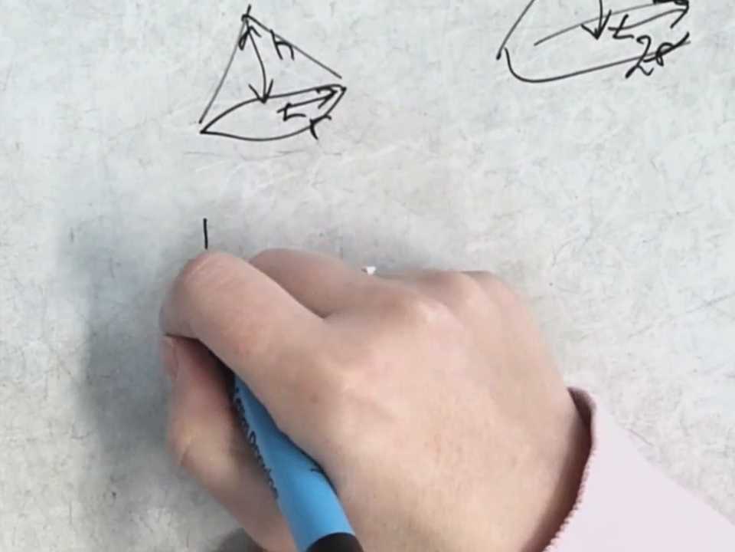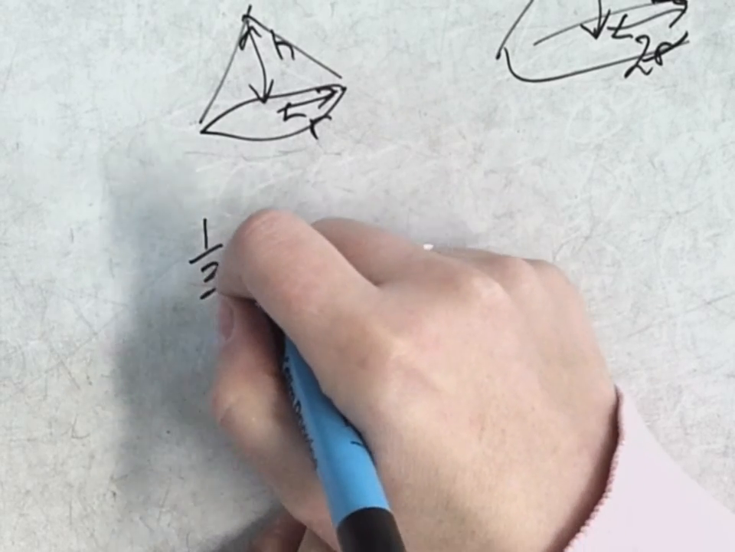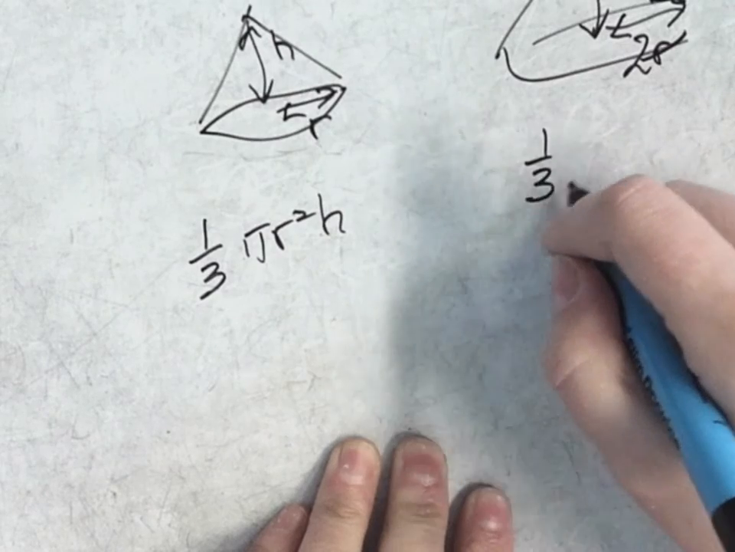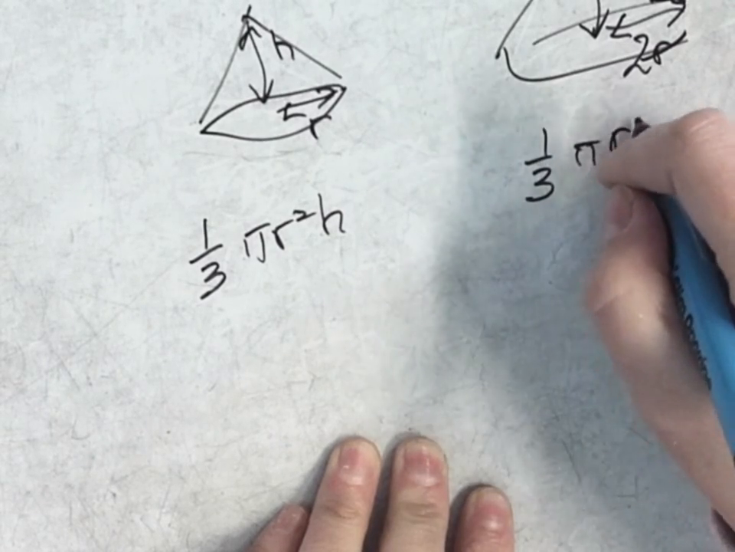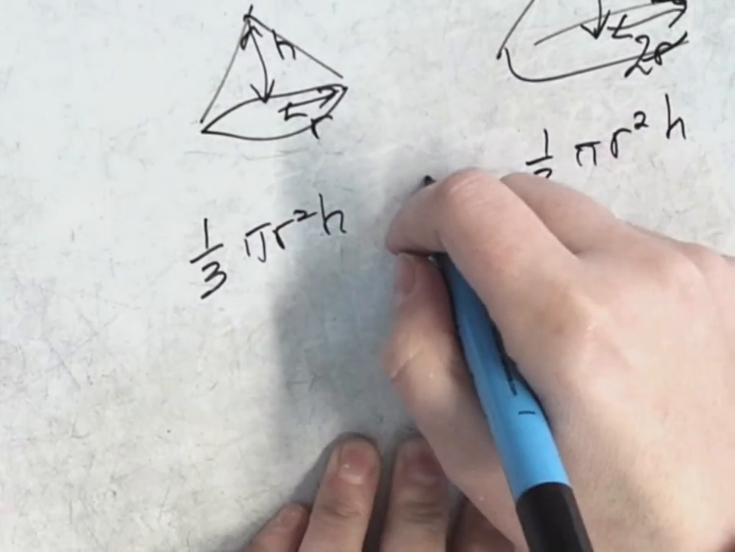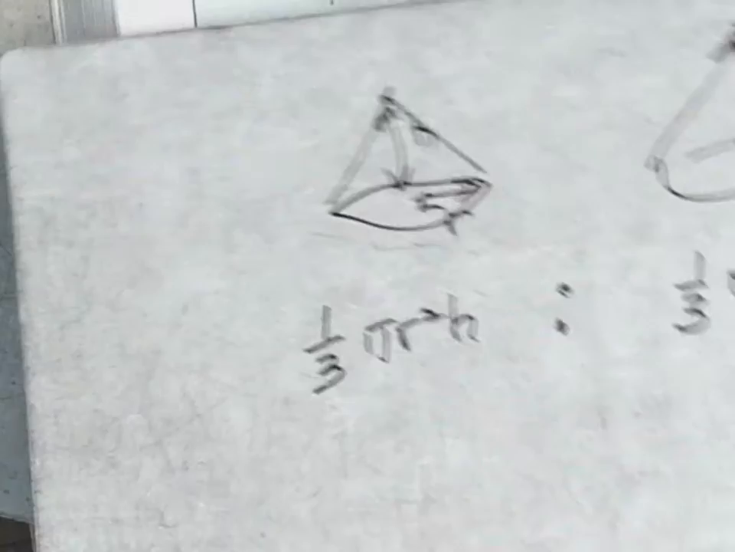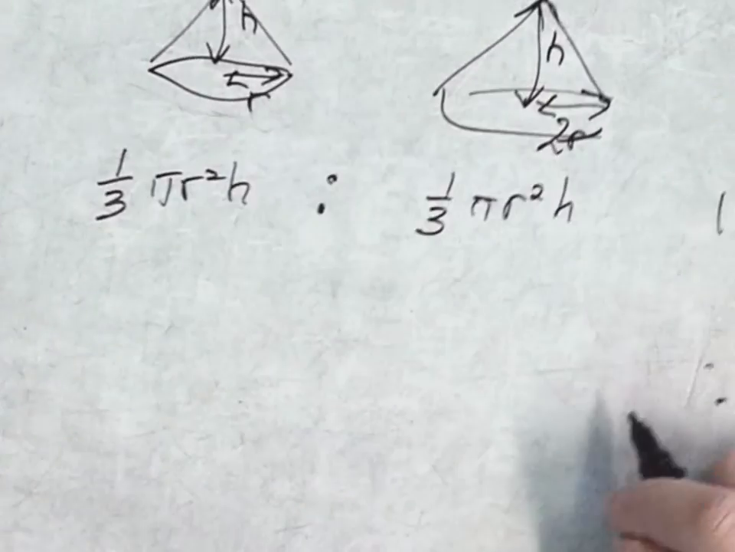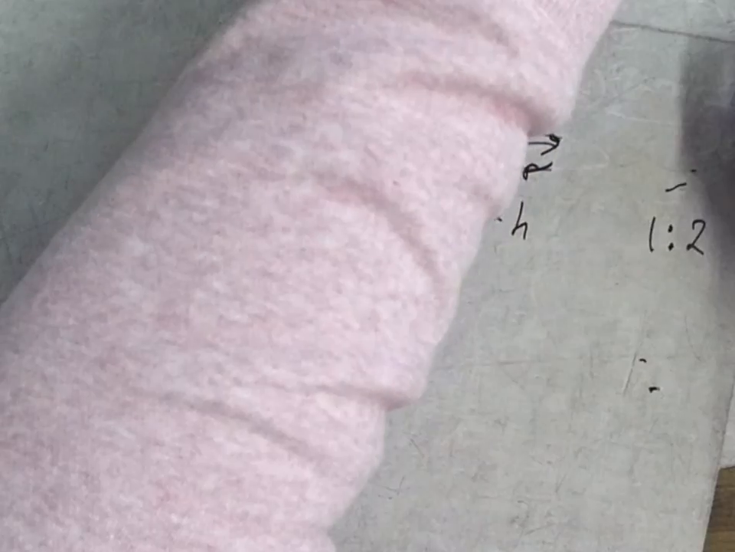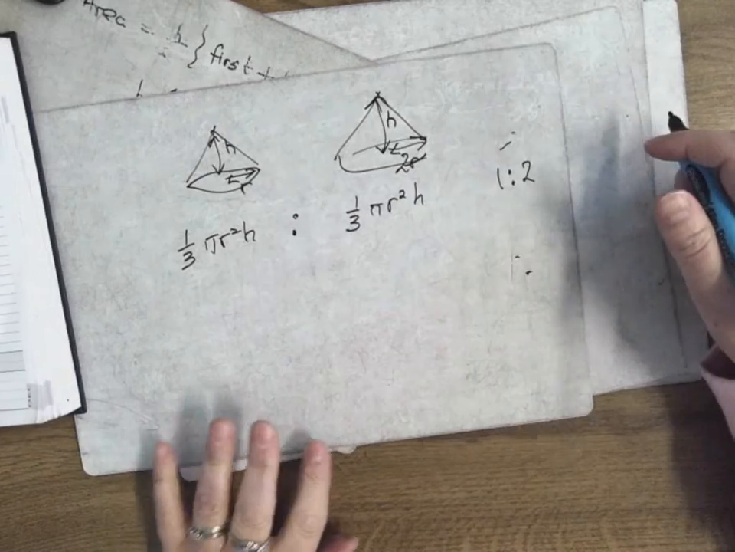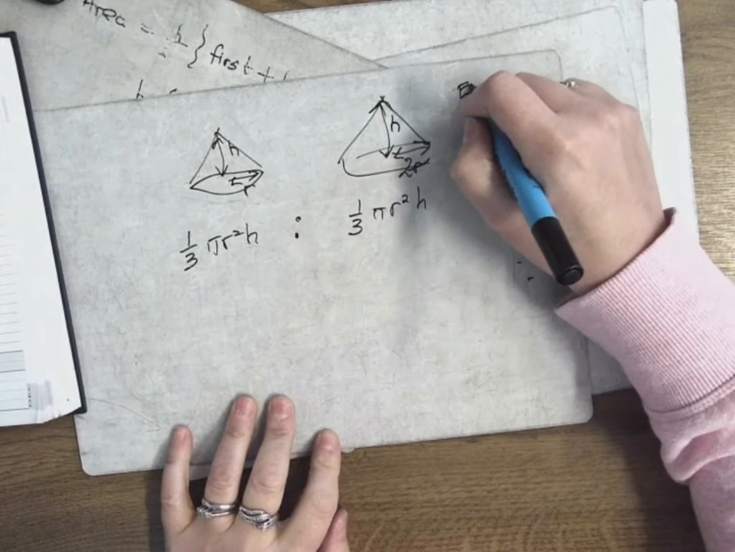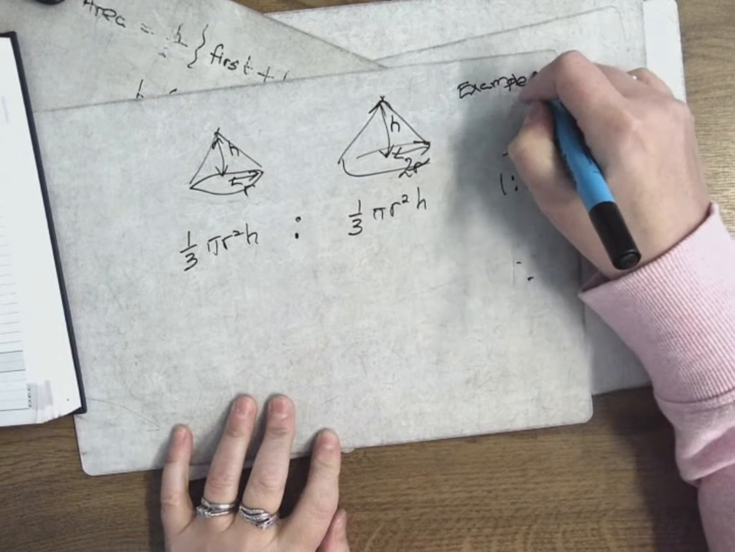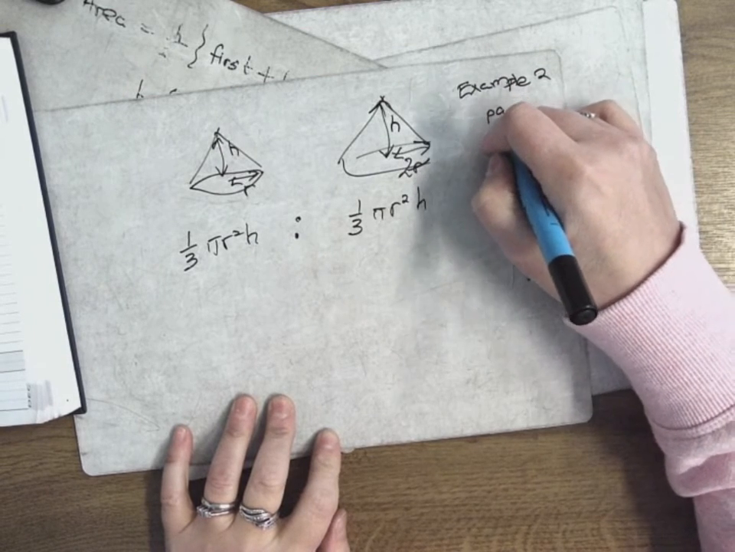So I want to get the volume here, which is 1/3 pi r squared h. And I want to get the volume here, which is 1/3 pi r squared h. And we want a ratio again, so that means the colon in the middle. So let's go from here, see what we can do. This is example 2, page 508 again. Example 2, page 508, question 2.